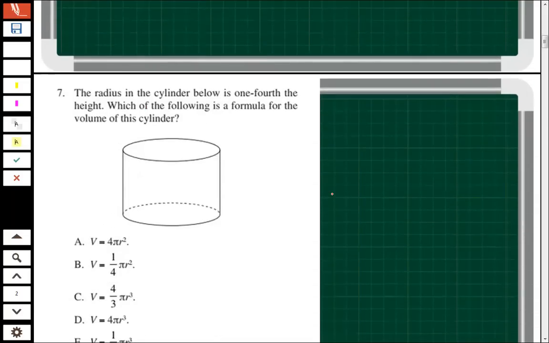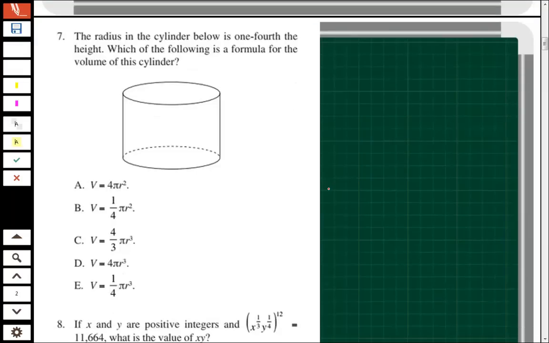We continue with question number 7. The radius in the cylinder below is 1/4 the height. First, we will draw the radius. This is the radius R, and this is the height. And from the information in the question, we have R equals 1/4 H.